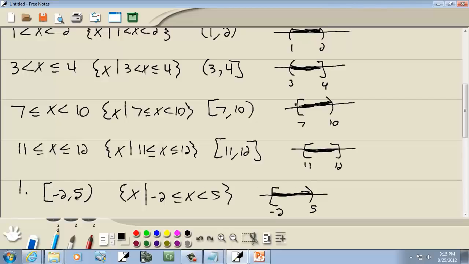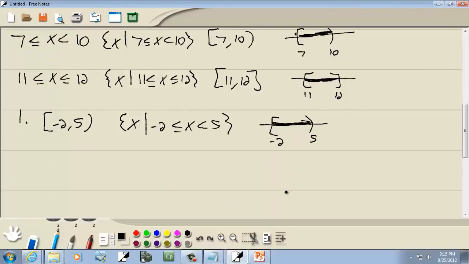And it's very easy if you have interval notation. See a bracket on negative 2, bracket on negative 2. Parentheses on the 5, parentheses on the 5. But those would be our answers for the first example.